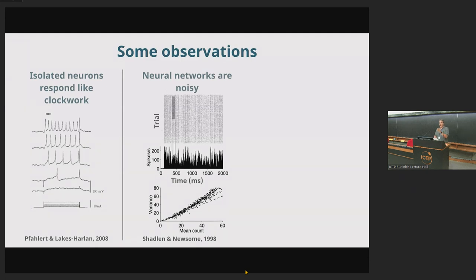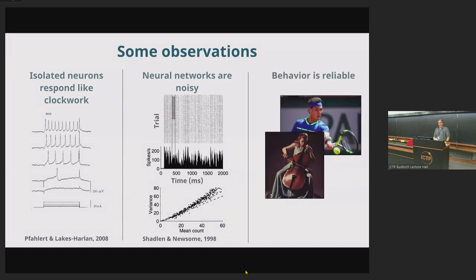We can have the same input to that network again and again, but each time we do it, and here on the y-axis you can see the trial, you get a very, very different behavior. And we can measure the variance versus the mean count, and you can see that the Fano factor here is about one or even larger than one. So from this very accurate behavior, we get this very noisy behavior.